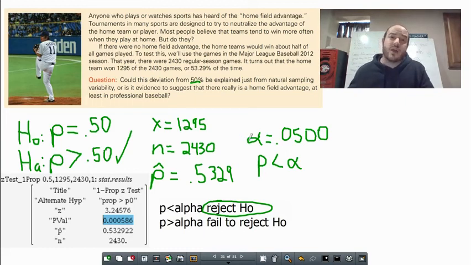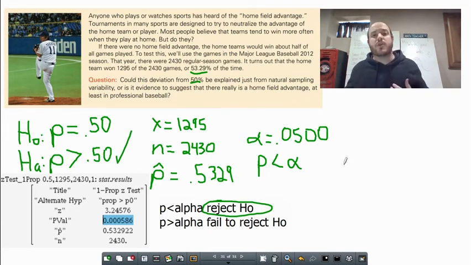So even though in our original question, 53% was the home field advantage sample, and that seems really close to 50 in the grand scheme of things, in reality, it turns out that that is indeed far enough for us to reject the 50% and accept that it's actually higher than 50%, meaning that the home field advantage is really a thing in baseball.